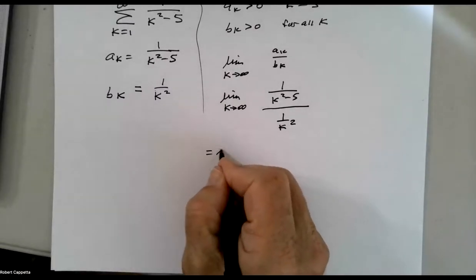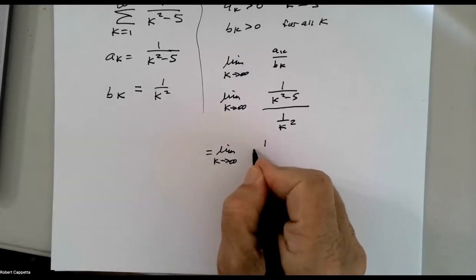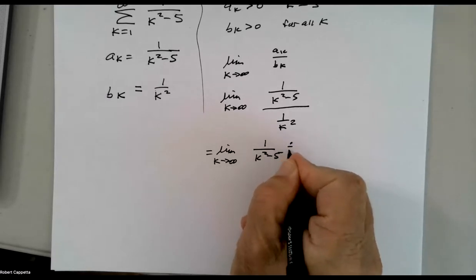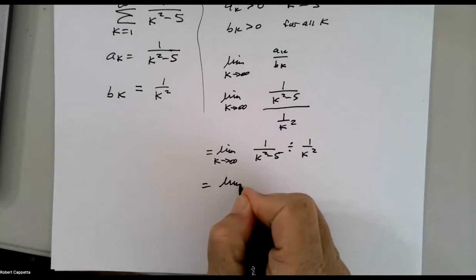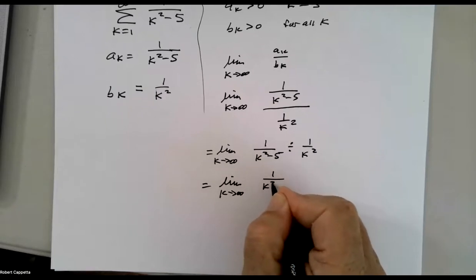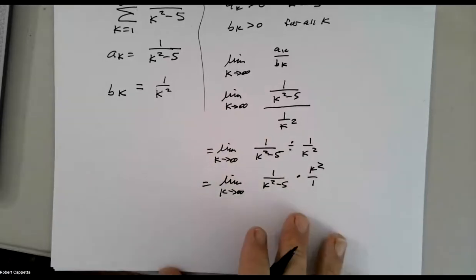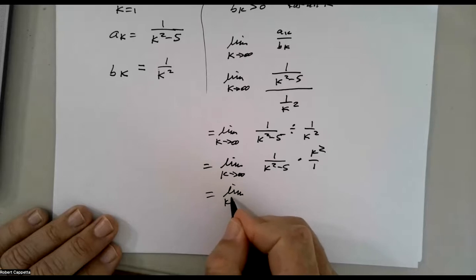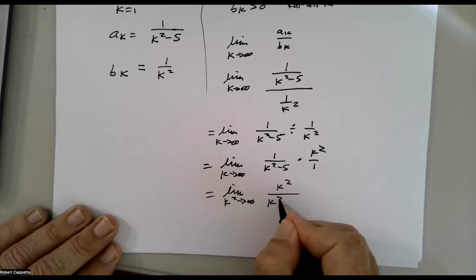So we'll take the limit as k goes to infinity of 1 over k squared minus 5 divided by 1 over k squared, which is the limit as k goes to infinity of 1 over k squared minus 5 times k squared over 1, which is the limit as k goes to infinity of k squared over k squared minus 5.